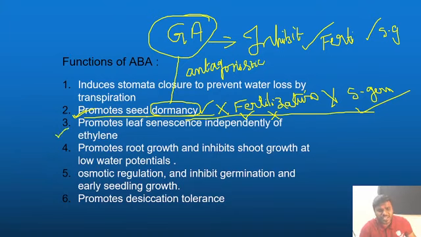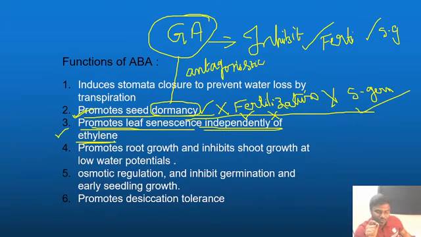Now the third and unique statement, and don't confuse it with the third statement actually. It promotes leaf senescence independently of ethylene. Never ever forget this. It promotes leaf senescence independently of ethylene. Friends, at the start of today's class also I told you, what is the major hormone involved in promoting senescence? Ethylene. We will read that next. What is the major hormone that delays senescence? We already studied cytokinin. So ethylene enhances senescence, cytokinins delay senescence.